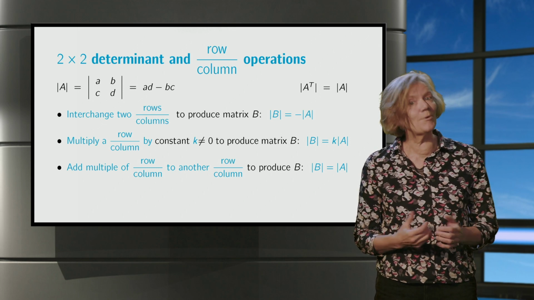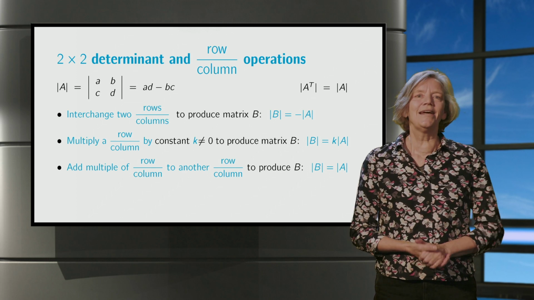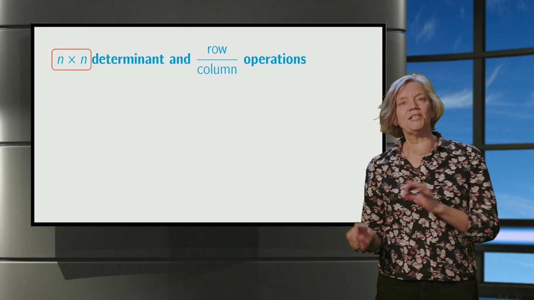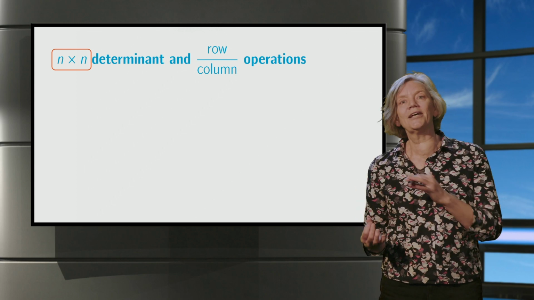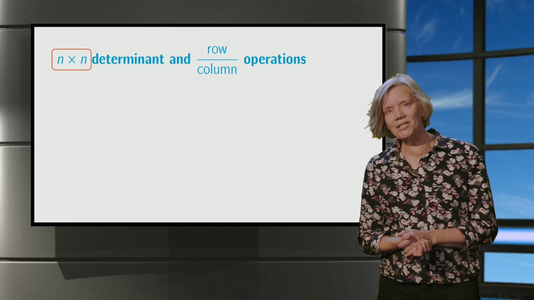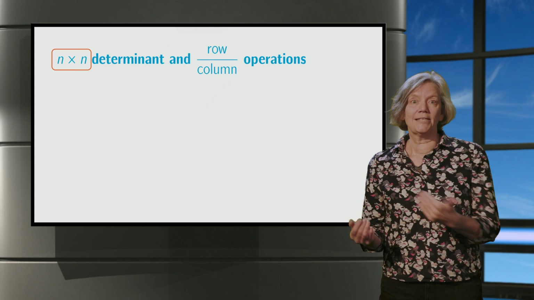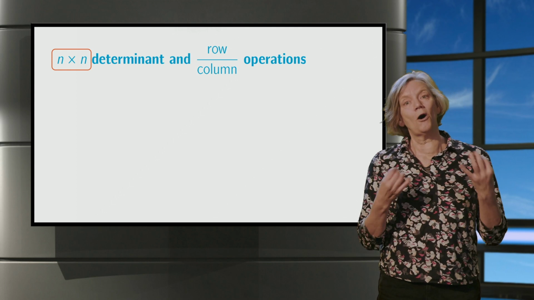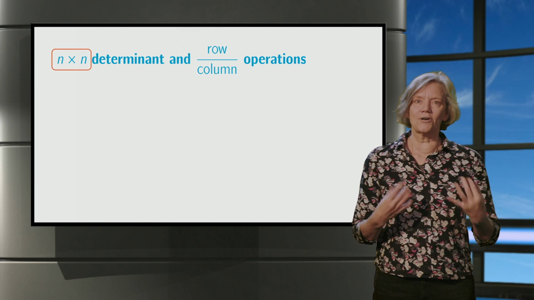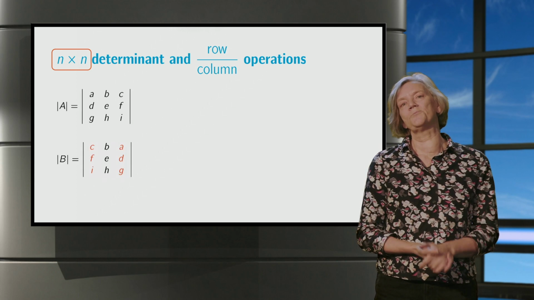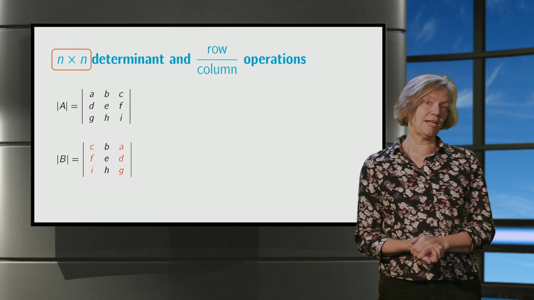Can we use the same operations on larger determinants? Luckily, we can. Each of the three operations changes just one or at most two rows or columns. So there are at least n minus 2 rows or columns that stay the same. Then we can take the cofactor expansions only across the rows or columns that have not changed. For example, this matrix B is the same as matrix A, only its columns 1 and 3 have been interchanged.